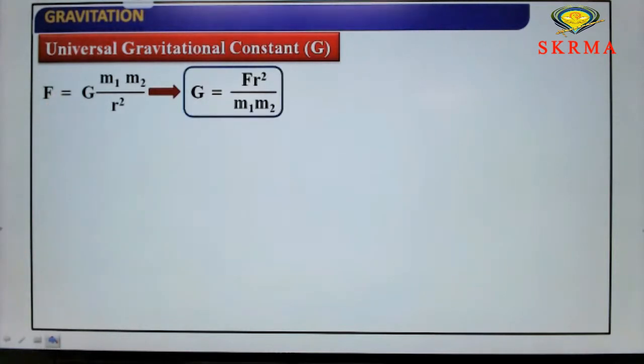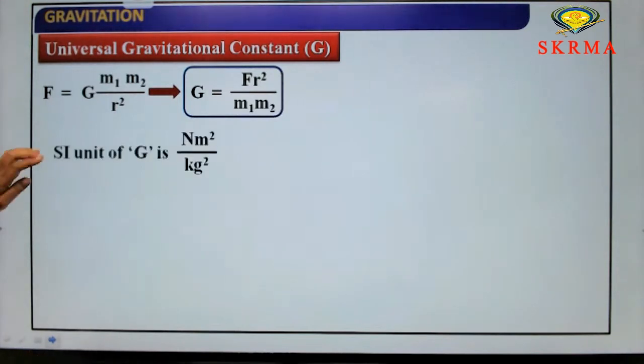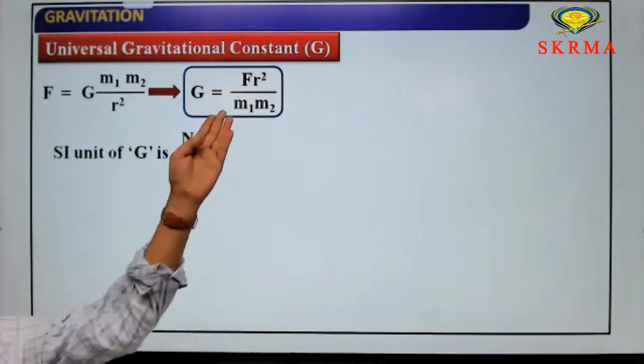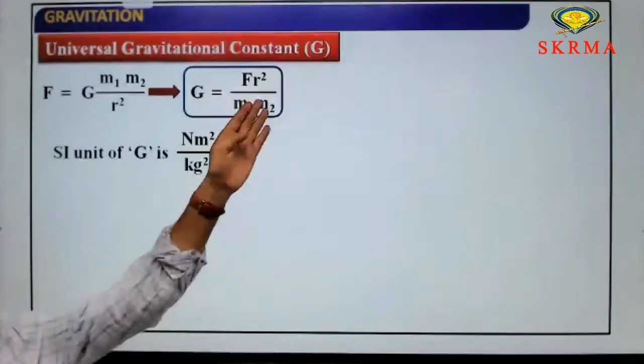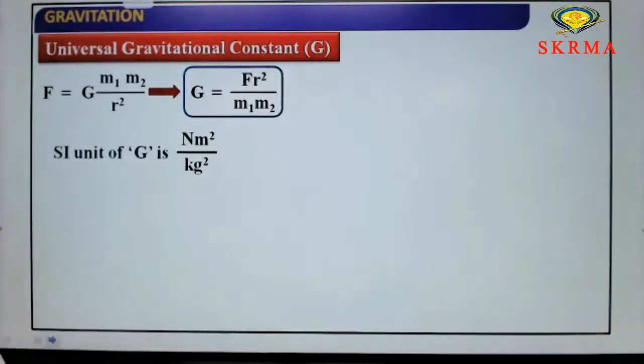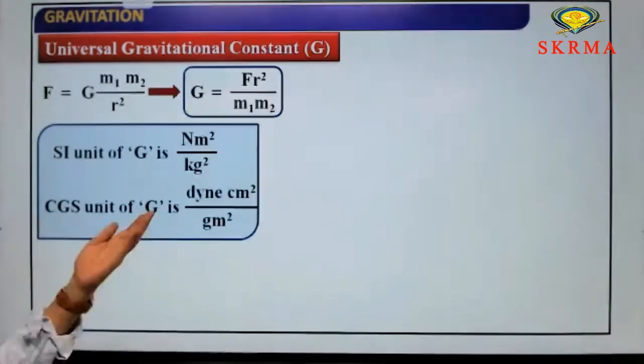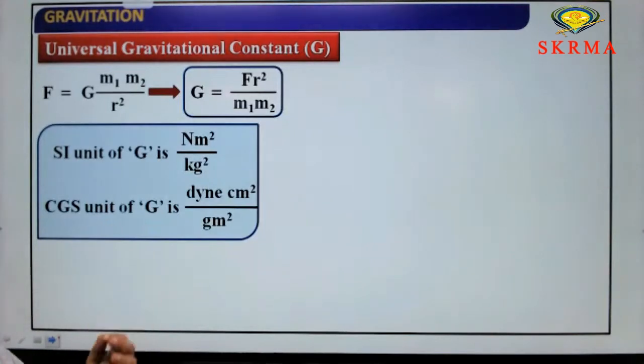If you write the dimension formula for this and the units, the force units are newtons, the distance units are meters, so meter square, and m1 m2 is kg into kg, so kg square. That's why newton meter square per kg square are the SI units of the gravitational constant, or in CGS units, dyne centimeter square per gram square.